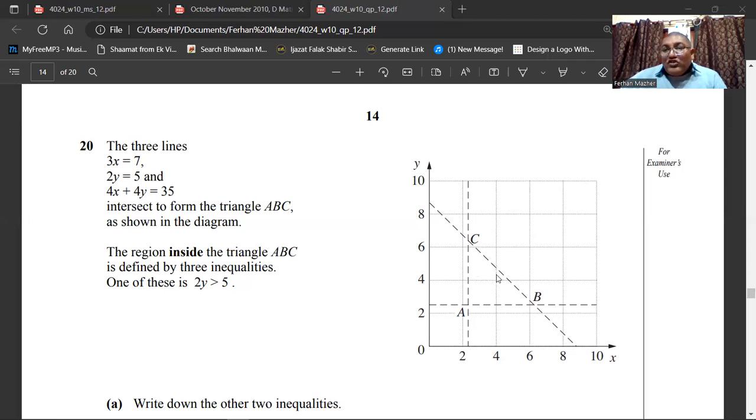If x equals a number, it's a vertical line. The required area ABC is on the right side of that vertical line. So the crocodile's mouth will be towards the x. And this BC line is the third line, because your required area is below this line. So in the place of this equality, I write the inequality, and the crocodile's back will be towards the positive y, because the area required is below this line.